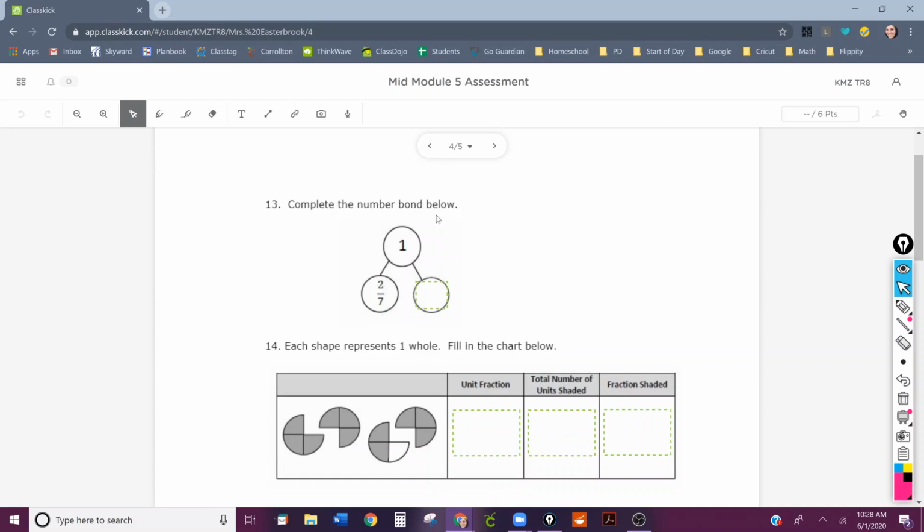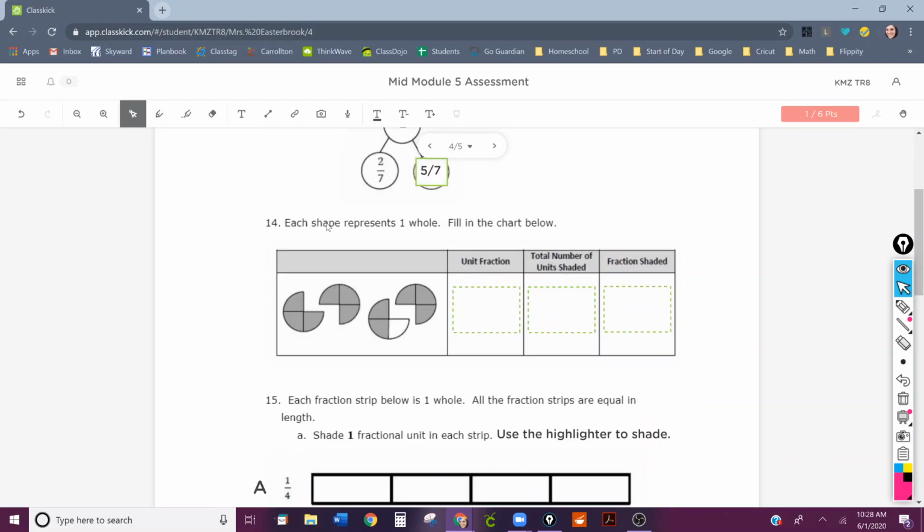Number 13, complete the number bond below. So if this is 1 whole, this part is 2/7. We have to figure out how many sevenths is left to complete this whole. Well, if we have 7 pieces, we've already used 2 of them. 7 minus 2 equals 5. So that means 5/7 is what would go over here. And 5 plus 2 equals 7, so we know that's right. 7/7 would be 1 whole.